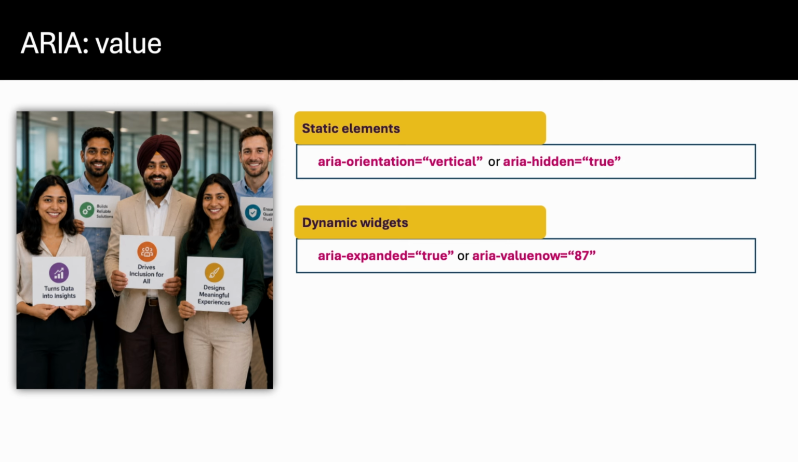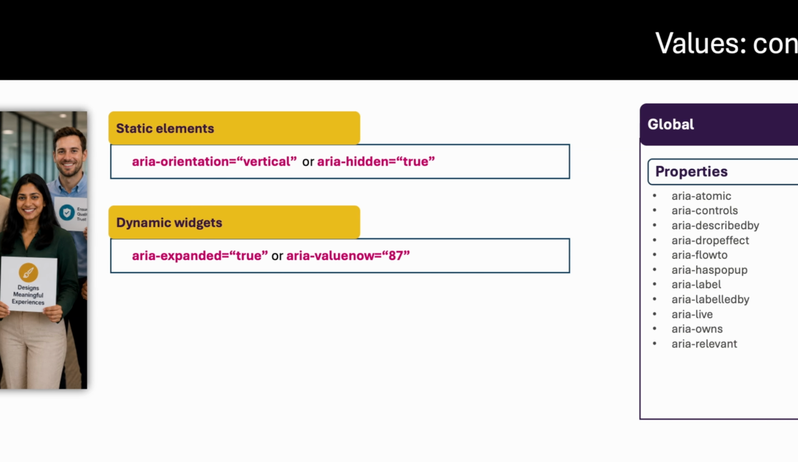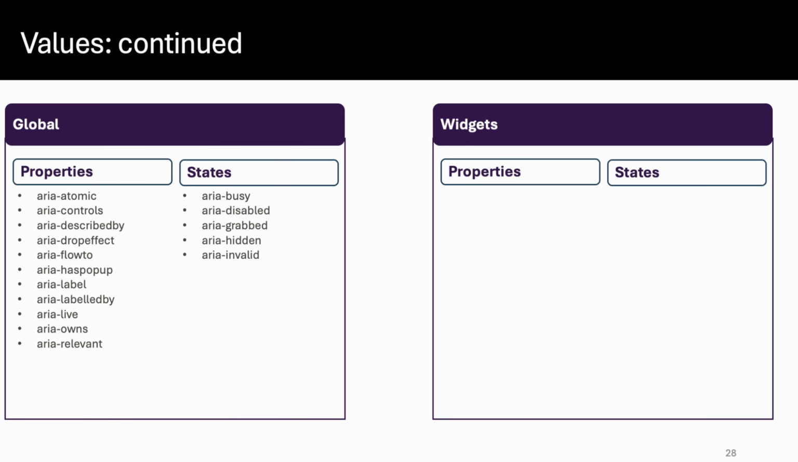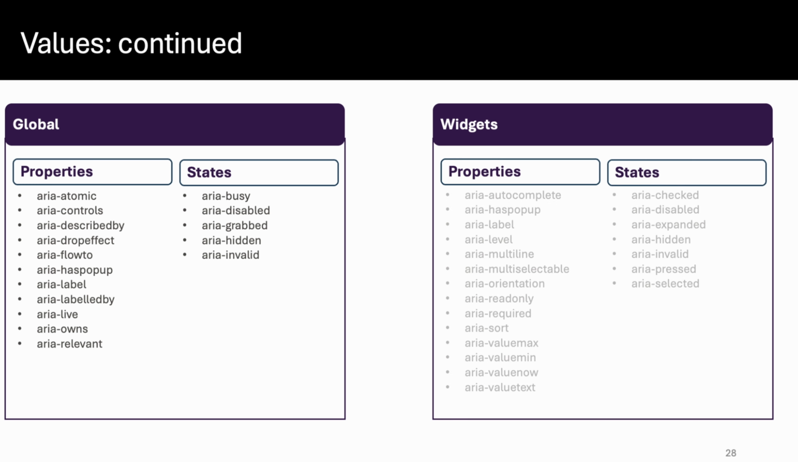The next slide shows the common properties and states, but do not try to memorize all of them. This slide has many ARIA states and properties. So do not try to memorize the full list. Instead, learn the pattern. Global properties can appear across many types of elements: your aria-label, aria-labelledby, aria-describedby, aria-live. But your widget properties are more specific to interactive components like aria-checked, aria-expanded, aria-selected, aria-pressed.